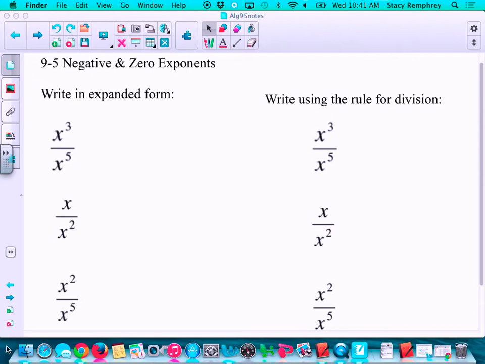Okay, this is the lesson for 9-5, negative and zero exponents. So we're going to start as we have started before with going to expanded form, but this time it's a little different. We're going to do expanded form on the left, and we're going to use our rule for division on the right, because I want you to be able to see different things here.